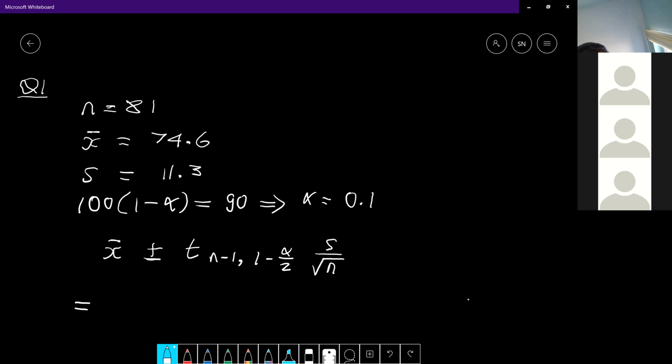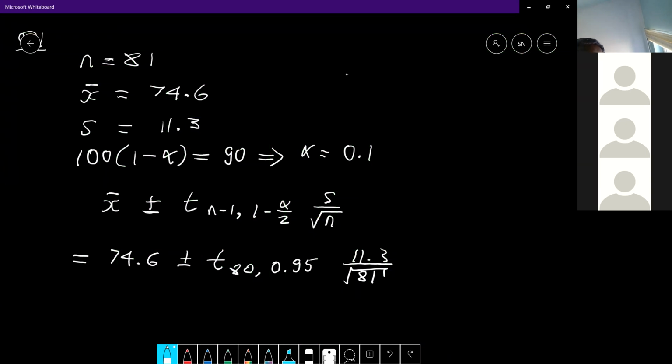X bar is 74.6 plus or minus t with n minus 1, which is 80, and 1 minus alpha by 2, which is 0.95. S is 11.3, and n is 81, so the square root of 81. Okay, so this value, the percentile of the t-distribution, you can read from the table.